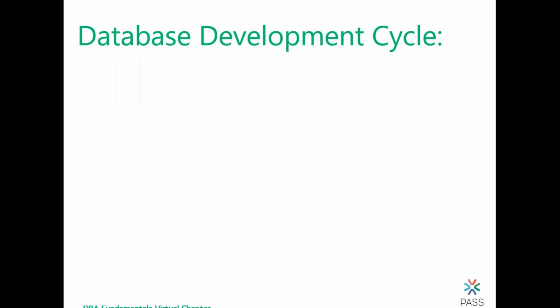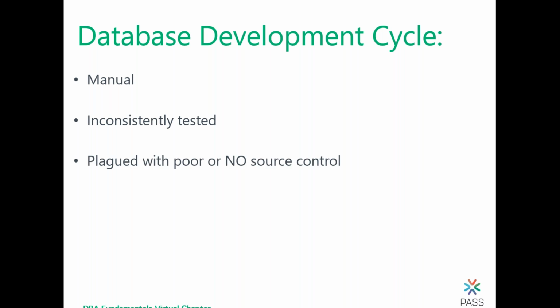Okay, so the database development cycle. This is typically manual. The testing is manual, the deployment is manual. It's inconsistently tested because, again, it's manual. And one of the things that we found was because the testing was inconsistent, we had a fear of changing the database. We didn't want to automate the deployment because we were worried things would break. And we were plagued, and some of our clients were plagued with poor or in fact no source control. And as I'll talk in the session, source control is paramount. If you don't have source control, you need it.